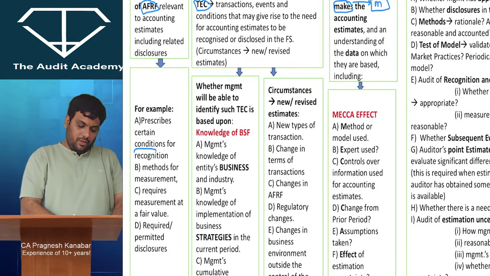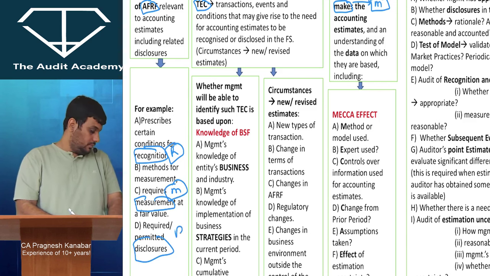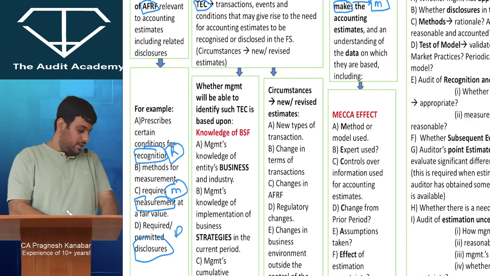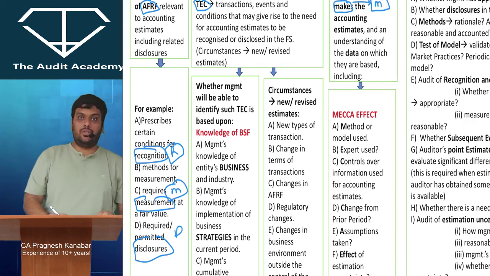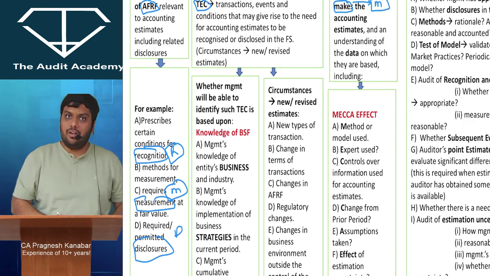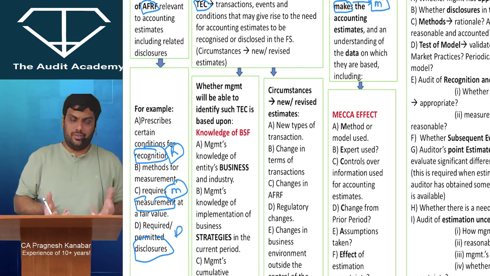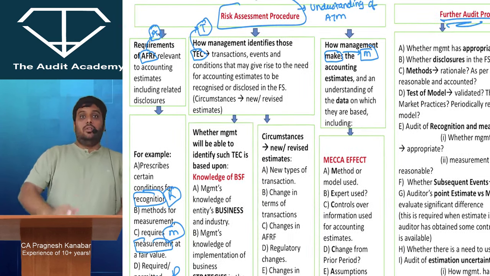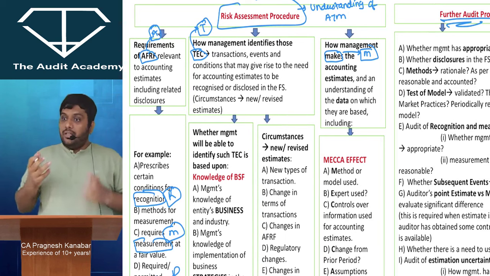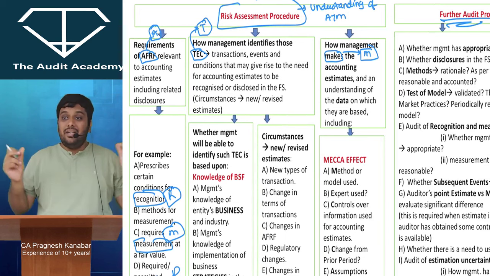Why do you want to obtain this understanding? So that you can understand RMD: recognition, measurement and disclosure requirements of the estimates. Only AFRF will tell you these things. Then, most importantly, it is important to understand the TEC, the transactions, events and conditions.